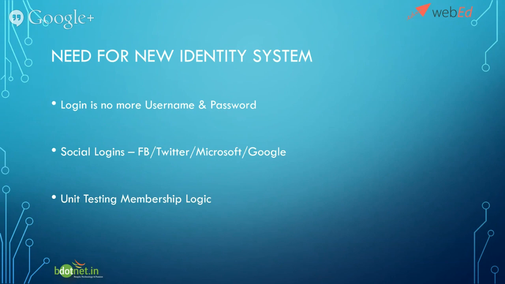They were all locked in. You couldn't do any testing on top of that, and then it's kind of baked into the whatever DLL or whatever assembly it has, and it was hard for us to test those things. So the goal or the need was all these things. Login is no more username and password. We have social logins coming in, and then we need to unit test our membership logic.